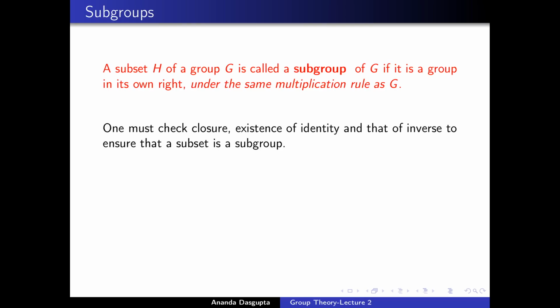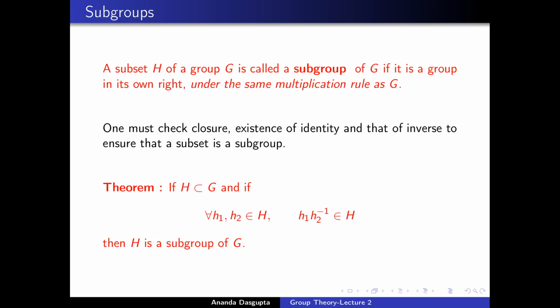There is a theorem which makes life a bit easier for us when it comes to determining whether a subset is a subgroup or not. Now this theorem goes as follows. If H is a subset of G, and if for all H1 and H2 belonging to capital H, the element H1 H2 inverse, which is guaranteed to be an element of capital G, actually belongs to capital H, then capital H is a subgroup of G.